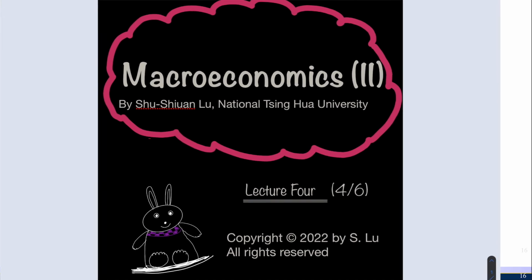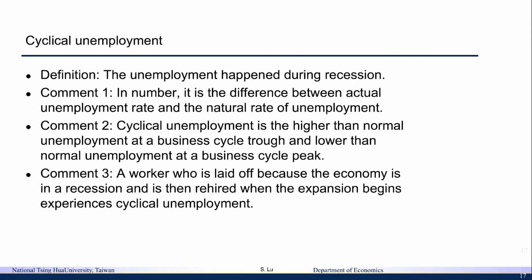The last type of unemployment we want to talk about is cyclical unemployment. The definition of cyclical unemployment is as follows: it is the unemployment that happens during recession. In numbers, we say cyclical unemployment is the difference between the actual unemployment and the natural rate of unemployment, which is the term that we are going to define later on.